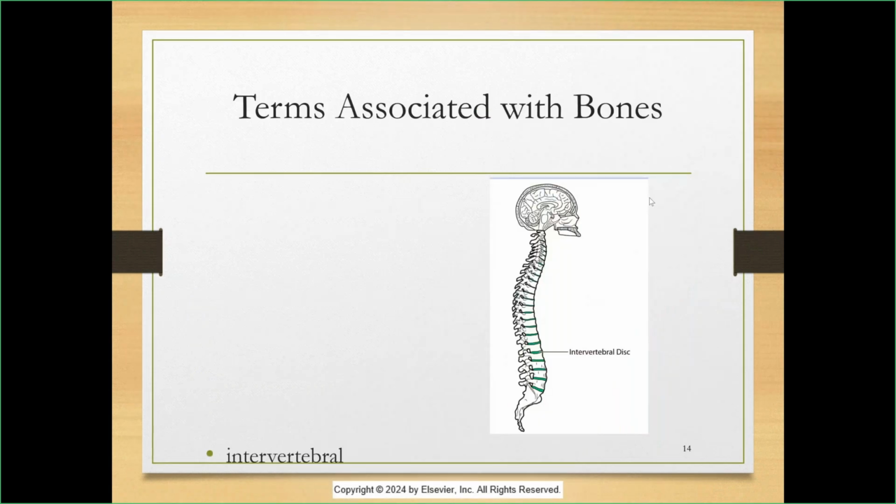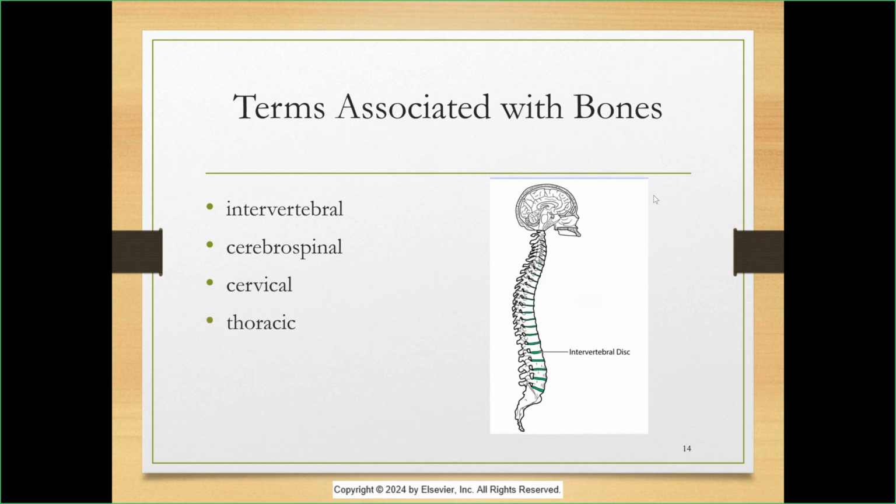Here are some terms associated with bones. The prefix inter plus the combining form vertebro create the term intervertebral. Cerebrospinal is formed from the combining forms cerebro and spino. Cervical is pertaining to the neck. Thoracic is pertaining to the thorax. And the combining forms thoraco and lumbo create the term thoracolumbar.